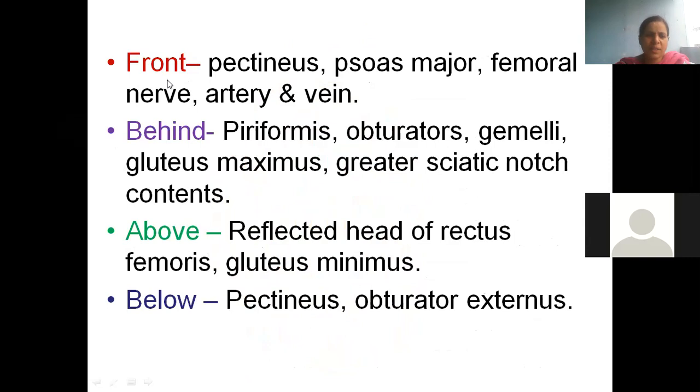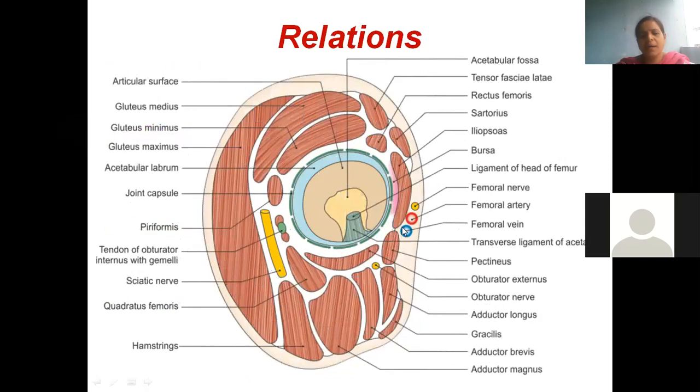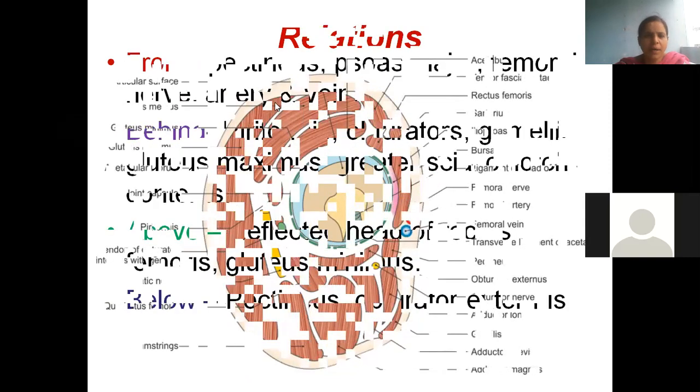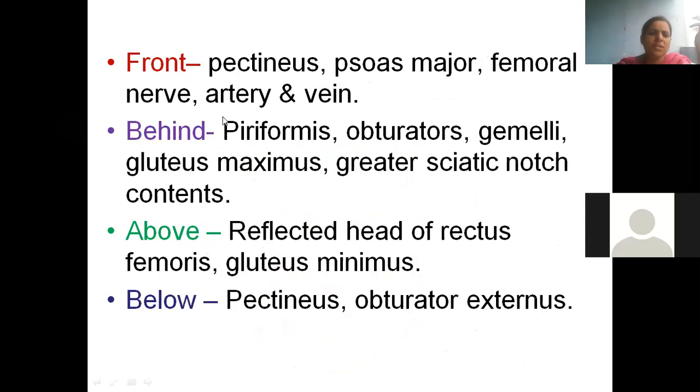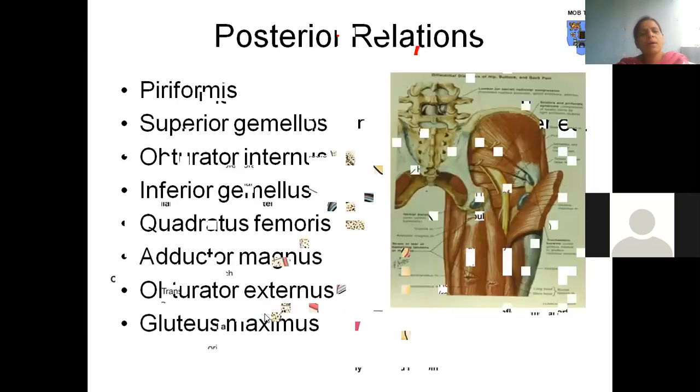Now in the front, this area, what muscles are we finding here? We are finding pectineus, psoas major, and the femoral artery, vein, and nerve. Behind piriformis we saw obturator internus with superior and inferior gemellus, gluteus maximus, and the greater sciatic notch with its contents, that means the sciatic nerve. Above we have the reflected head of rectus femoris and gluteus minimus, below pectineus and obturator externus. All these are the same thing.